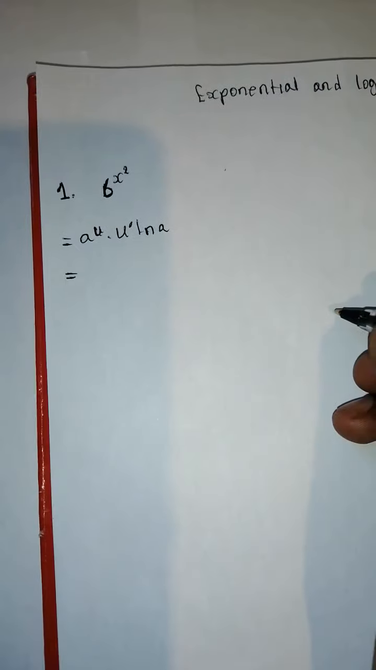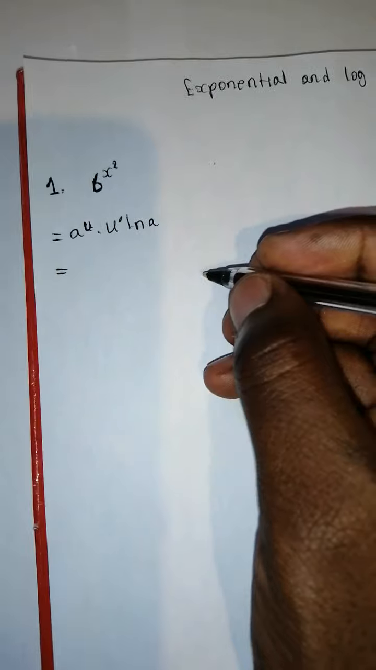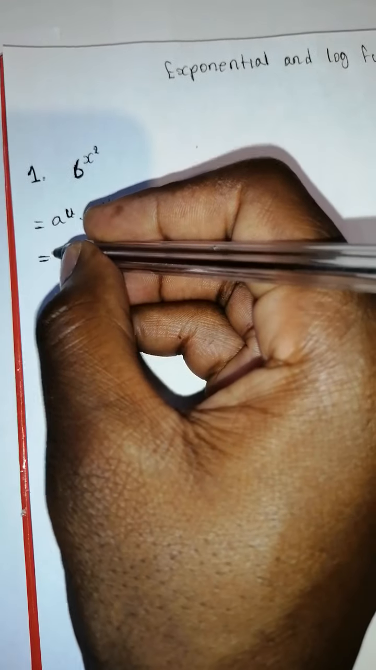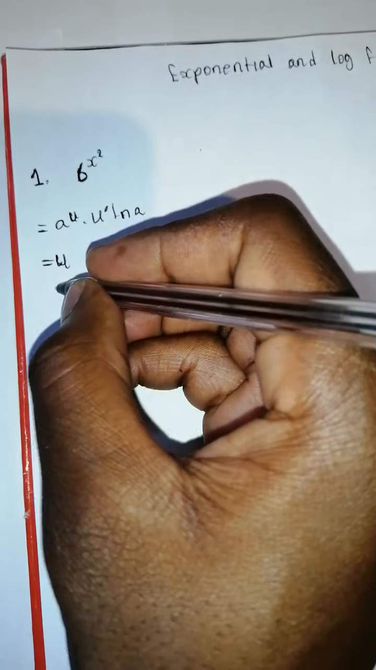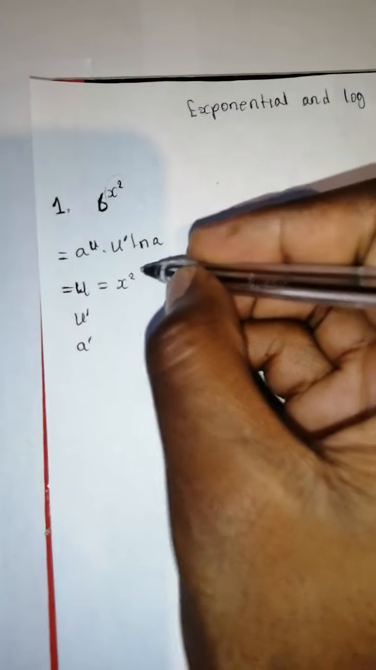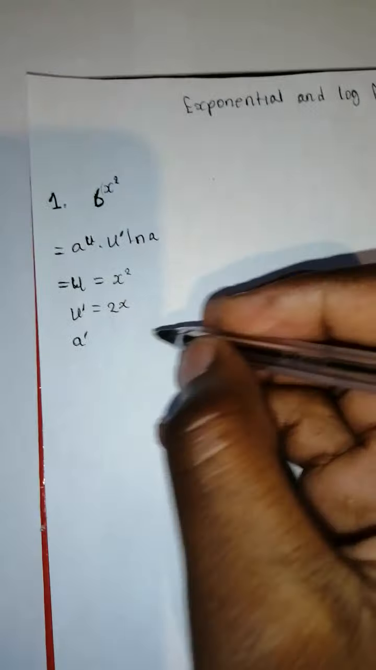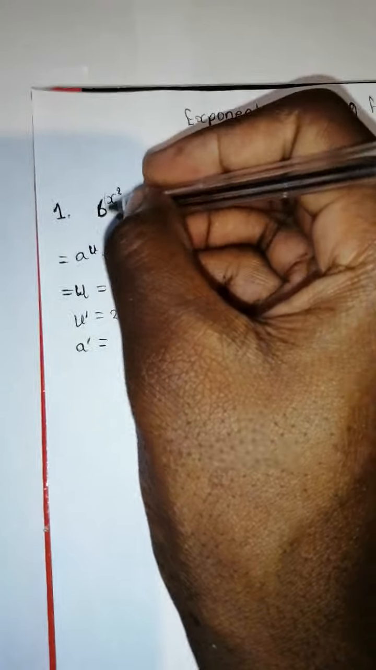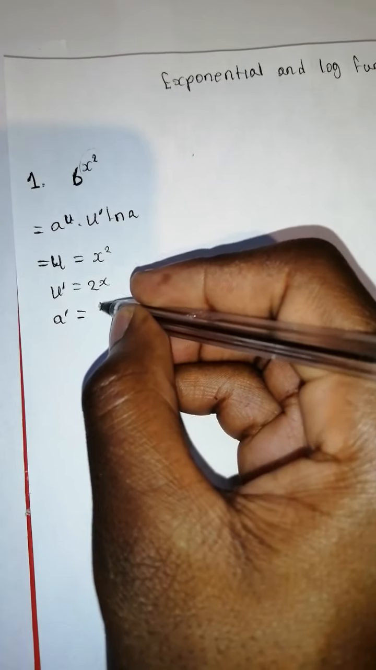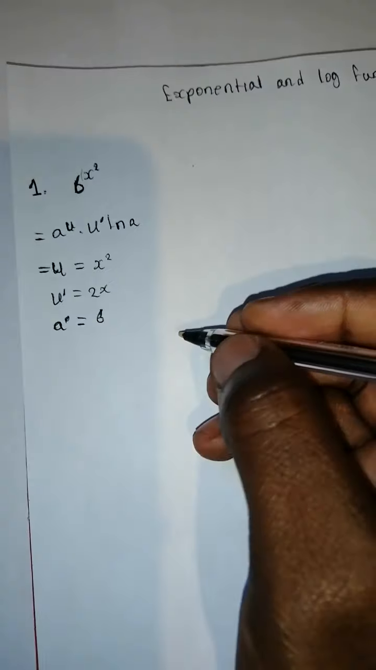First of all, we have to find u, then u prime, and then a. So what is u? u is the exponent of this exponential function, which is x squared. So u is equal to x squared, and the derivative of x squared is 2x. And then a is the 6 which is the base, so a is equal to 6.